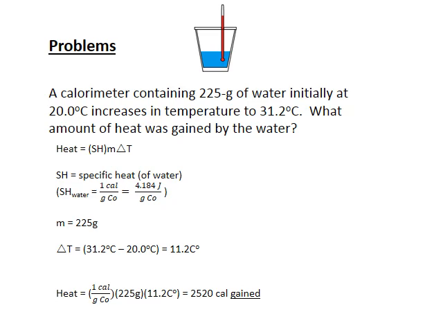Okay, so when I plug all of this into the equation, all of the units will cancel. If you notice, the grams and degrees Celsius are in the denominator part of the specific heat, and then I've got grams of water and Celsius degrees for my temperature change, and those will cancel out. And the only unit that's left is calories, and when I do this, I get 2,520 calories. 2,520 calories was gained by the water. So from the water's perspective, it's undergoing an endothermic process. It's gaining heat.